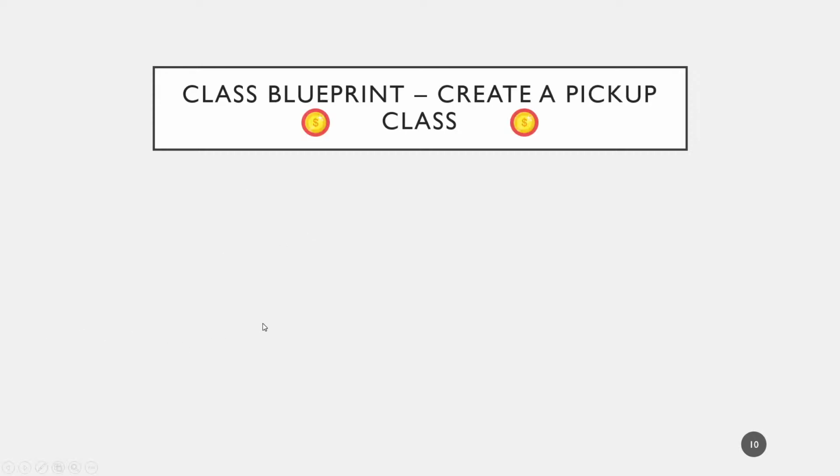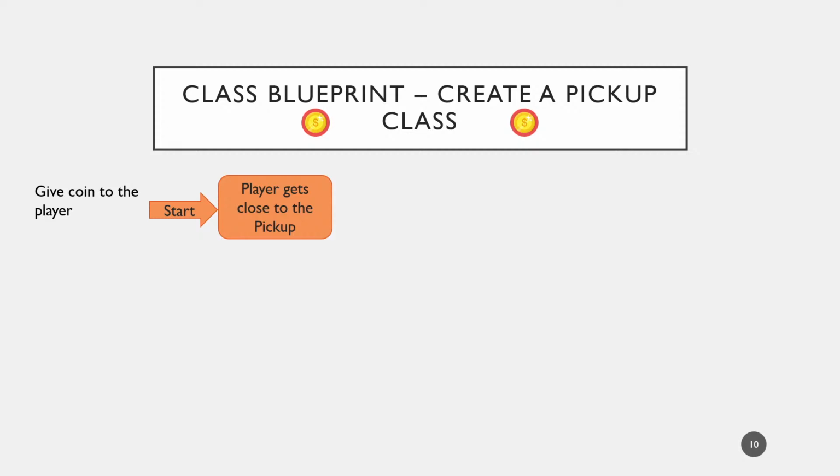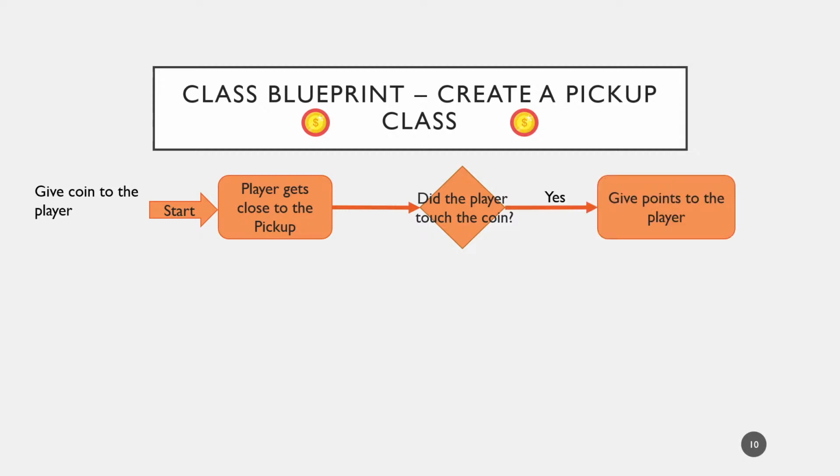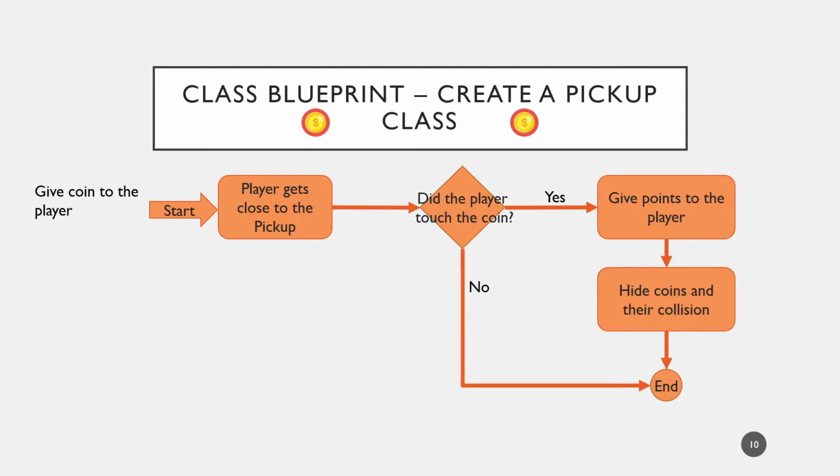So let's do a little example of this class, a little pickup class. The graph we will use will be, we want to give a coin to a player. So if the player gets close to a pickup, we need to ask if the player touched the coin. If it did, then we give the point to a player and we disappear or destroy the pickup, right? We hide the coins and their collision. And that's it. If the player doesn't touch the coin, then we don't have to do anything, right?